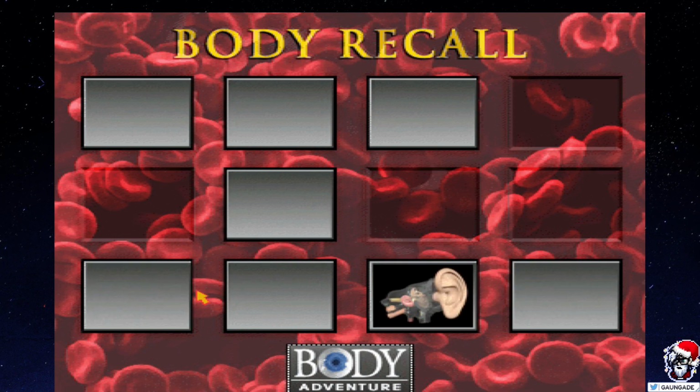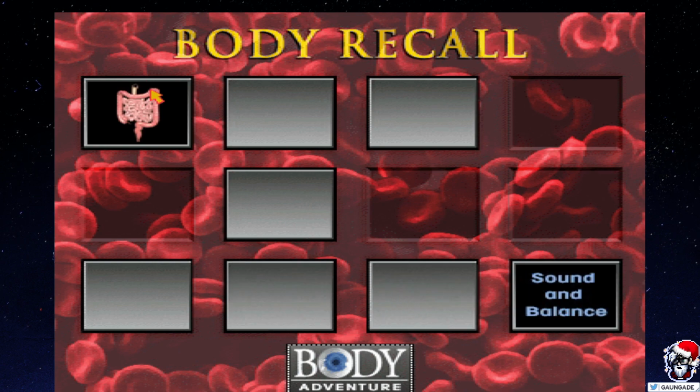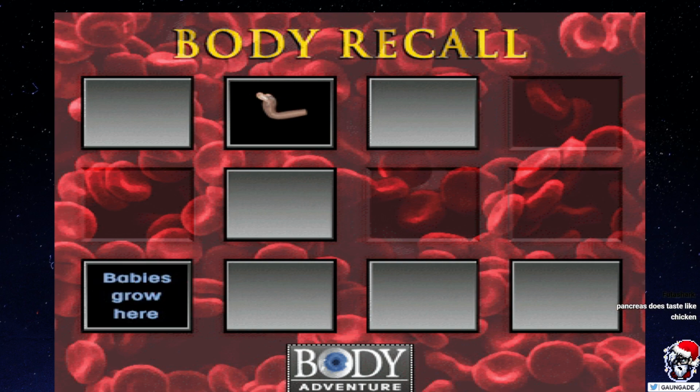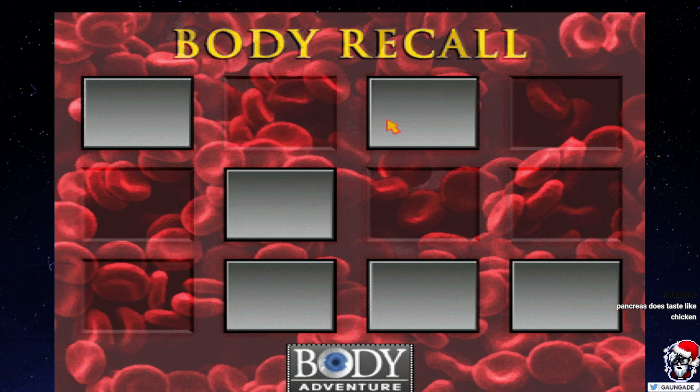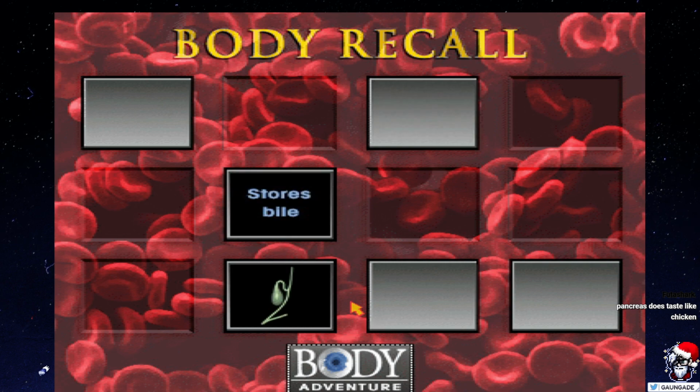Babies grow here. The uterus. Where? Testicles. Uterus. Absorbs food. The testicle. Gallbladder. No, that's really testicle.